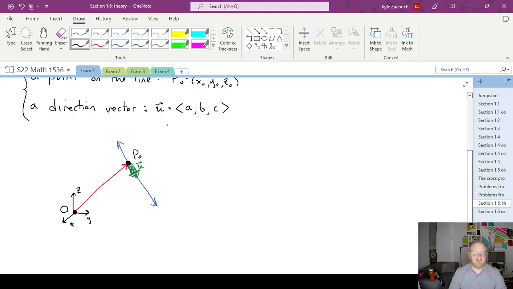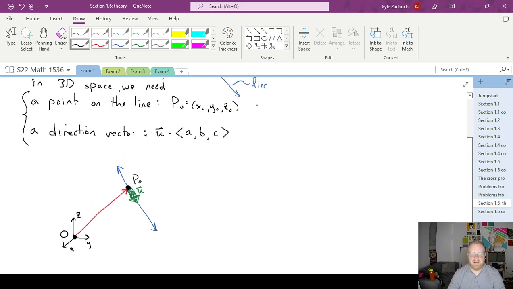It's going to seem a little silly because we have P naught equal to x naught, y naught, z naught, and then this vector OP naught is going to be x naught minus 0, y naught minus 0, z naught minus 0. So just x naught, y naught, z naught.